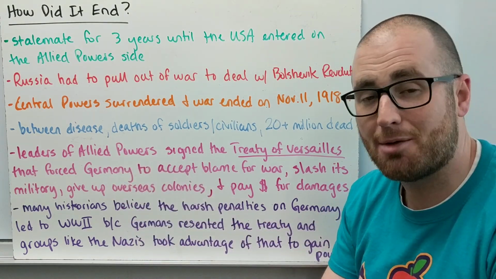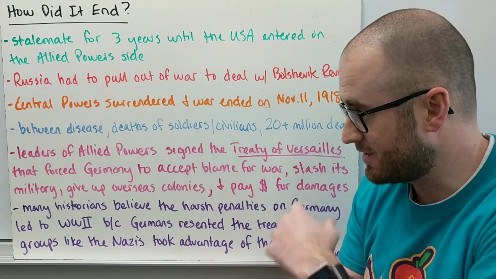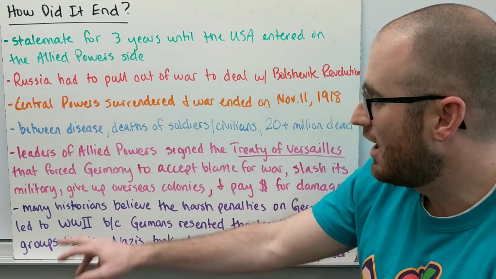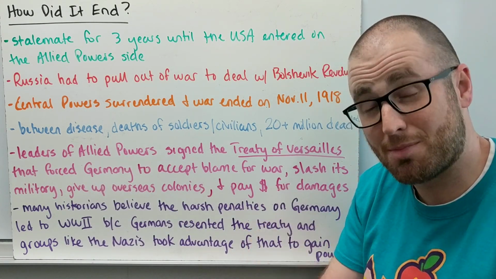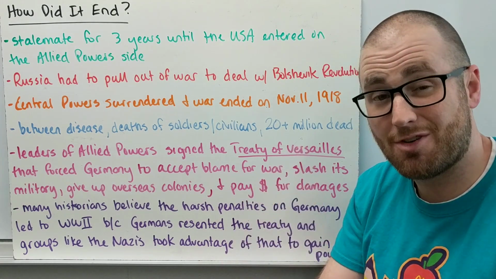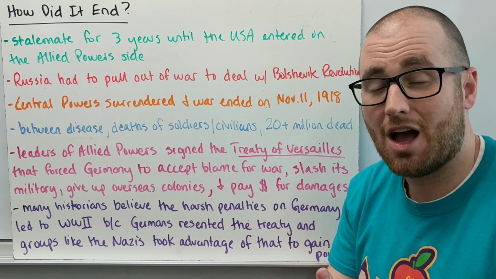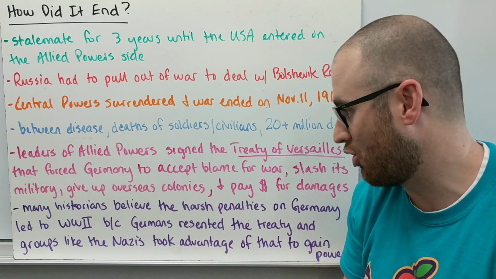Eventually, leaders of the Allied powers signed the Treaty of Versailles, which we talked about when we studied the French Revolution. That's that big city they were in. It forced Germany to accept responsibility for the war. They had to slash their military. They had to give up their colonies overseas. And they had to pay a lot of money in reparations for the damages that the war caused.